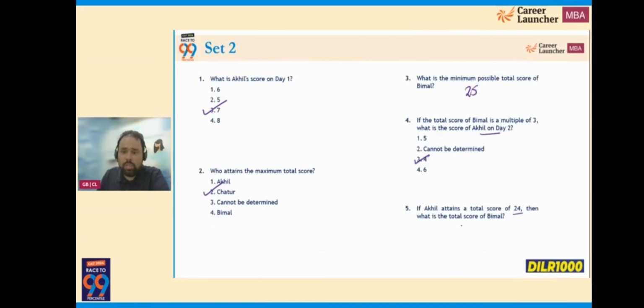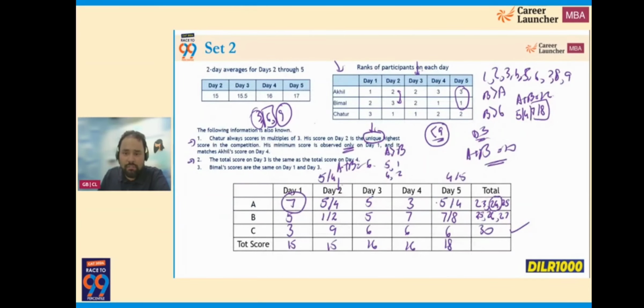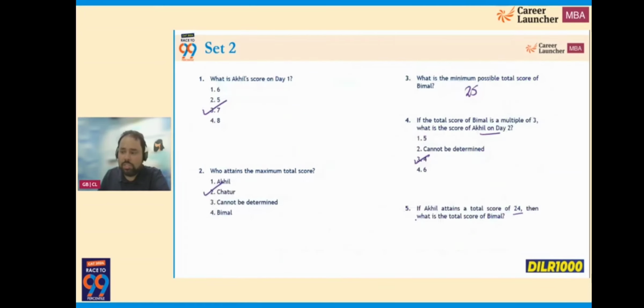Then what is the total score of Bimal? If I take 5 and 4, then Bimal is 1 and 8, that means 9. If I take 4 and 5, then Bimal is 2 and 7, which is also 9. That means I have to add 9 to 5, 5, 7, which is 17, plus 9, which is 26. So 26 is the answer.